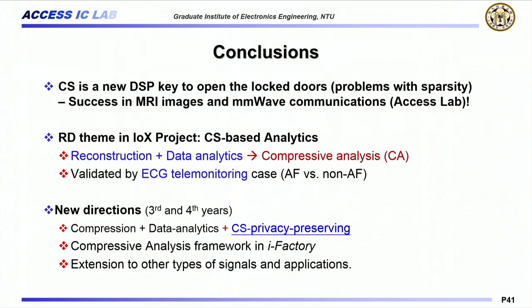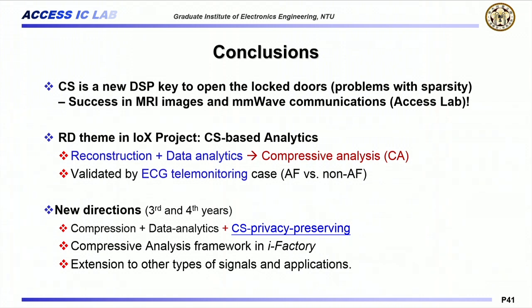So in summary, compressed sensing is a new DSP tool that can open the locked doors for many different kinds of problems. As long as your problem has sparsity, you can use this kind of new tool. I guess the famous example is MRI imaging. Also, in our lab, we apply it to channel estimation for millimeter wave communication. And we have presented that now we can eliminate the reconstruction stage and make a new framework called compressive analytics.